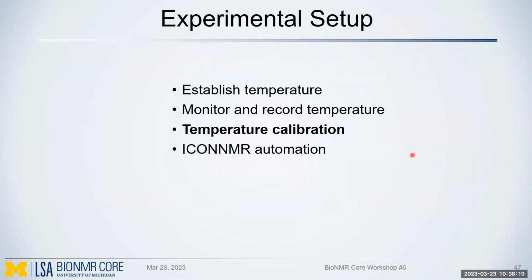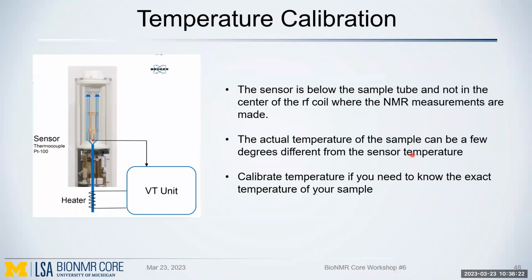Okay, sometimes we also need to do temperature calibration. This is because the temperature that you measure from the temperature sensor is not the same as the temperature of your sample. This is actually a picture of the probe. Your sample sits in the probe, and the sensor, which is this red dot over here, is at the bottom of your probe, and it measures the temperature of the VT gas, not the temperature of your sample. So the actual temperature of your sample can be a few degrees different from your sensor temperature. And if you want to know the actual temperature of your sample, you need to calibrate the temperature.